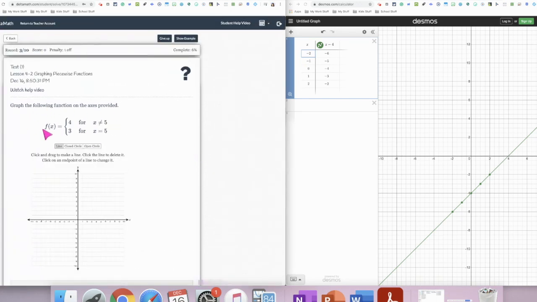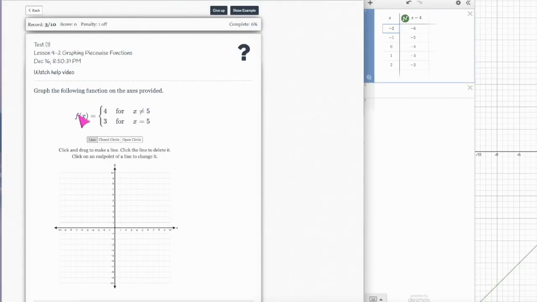Okay, so here we are going to knock out 2 things in one shot. We have f of x equals 4 for x does not equal 5, and f of x equals 3 for x equals 5. Two different things, slightly similar but slightly different here. It's going to look a little bit weird. So what we are going to start off doing is the first piece. So we have f of x equals 4. What does that mean? F of x equals 4 is our horizontal line, but x cannot equal 5.